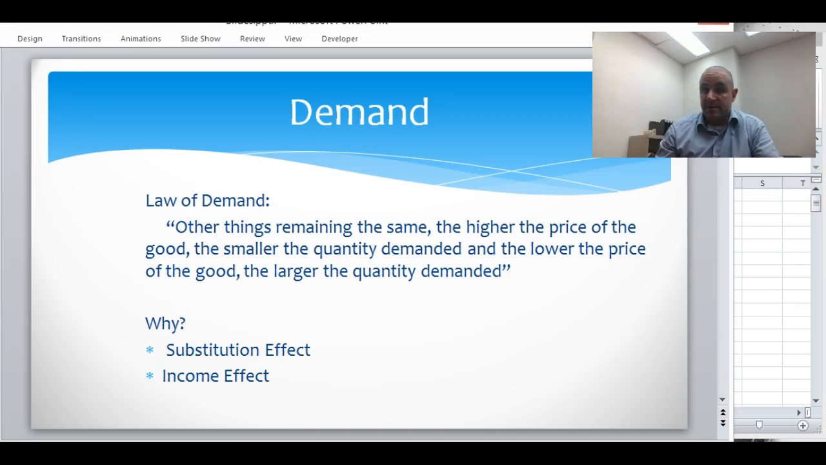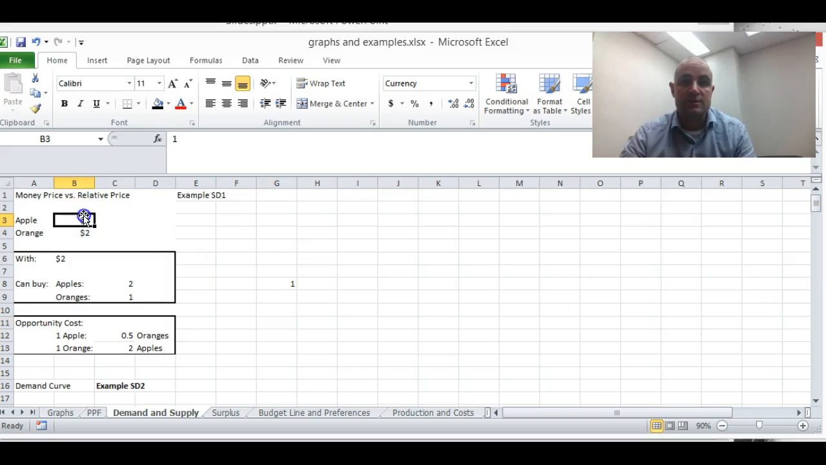And so compared to oranges, the idea is that because that's the case, you're going to buy fewer oranges and more apples. So let's go back to our example with the apples and oranges to show that. In our original example, we had apples costing $1 and oranges costing $2. And so with $2, you can buy either 2 apples or 1 orange.